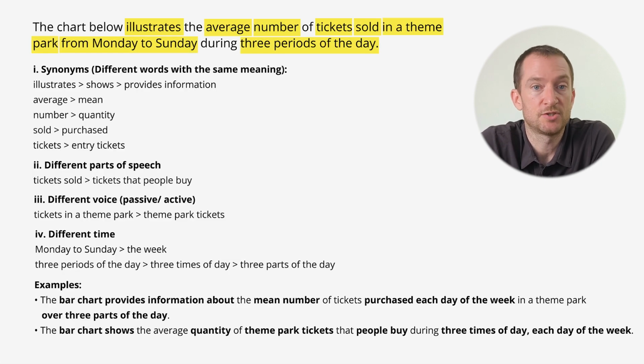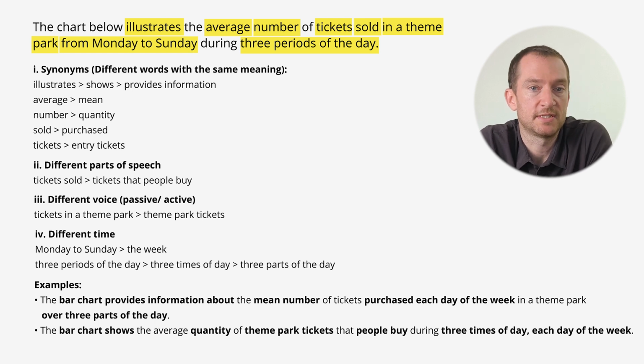In the rubric for this next task, which is a bar chart, the word illustrates is used. We could change this to shows, or we could use another expression such as provides information. We can use the word mean instead of average. Mean is a more scientific word but has the same meaning. Instead of number, we can use quantity.